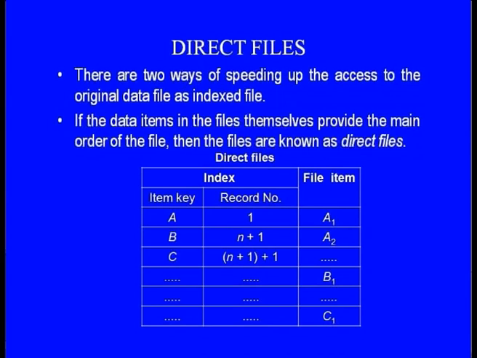So, item key A, which is located at record number 1, corresponds to file item A1. Item B, which is located at record n plus 1, has a file item of A2, and so on. In this manner, the files are provided certain correlation amongst themselves.